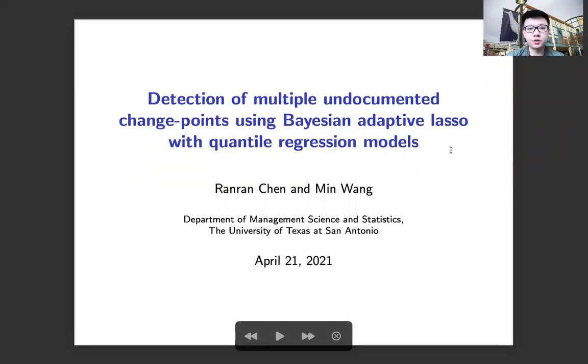Hello, everyone. My name is Ranran Chen, and I'm from the University of Texas at San Antonio. Today, my topic is about detection of multiple undocumented change points using Bayesian adaptive lasso with quantile regression models.